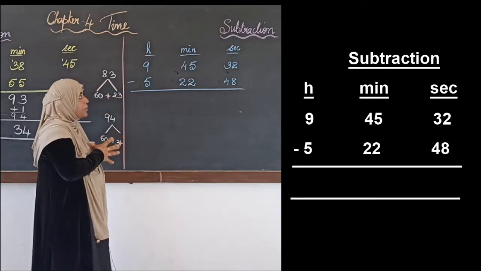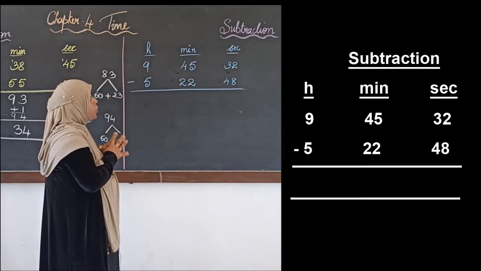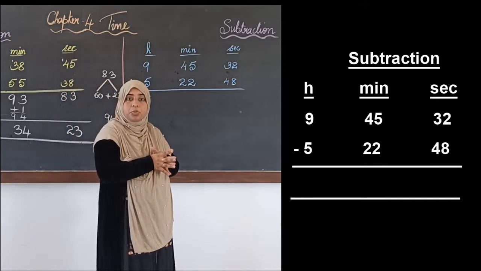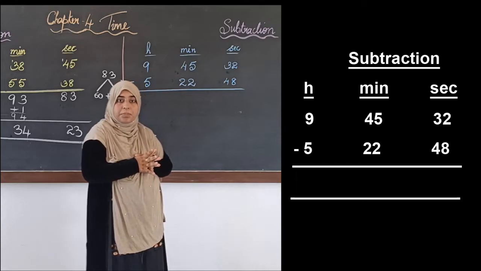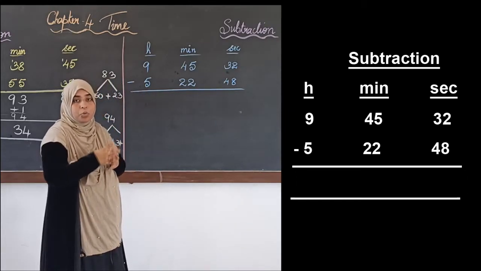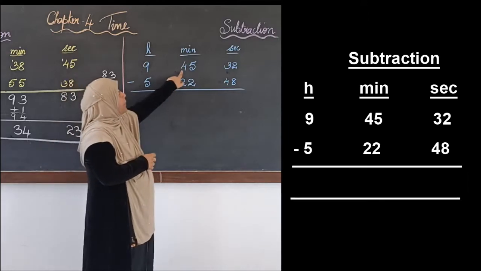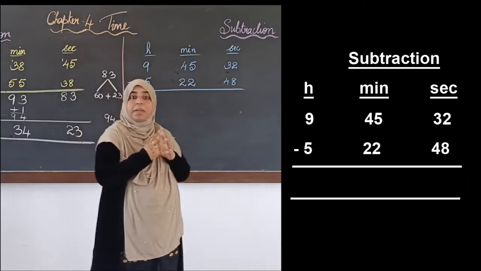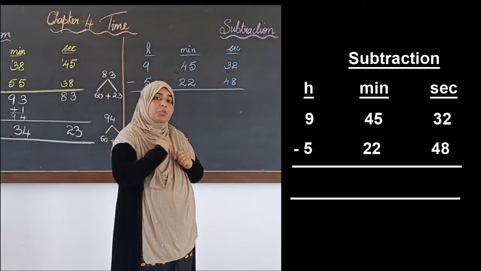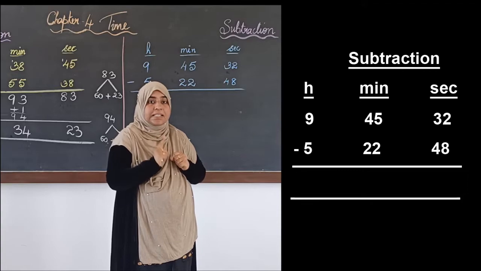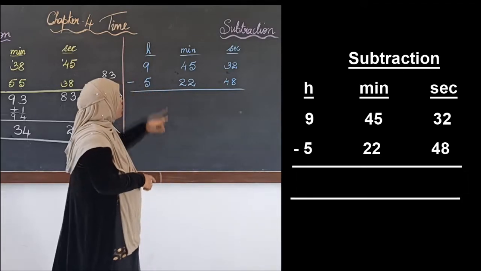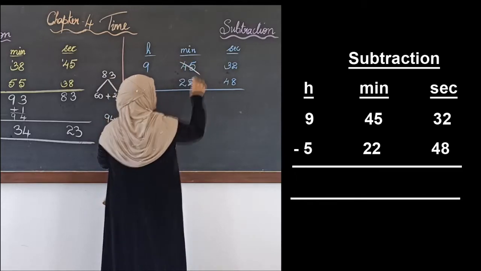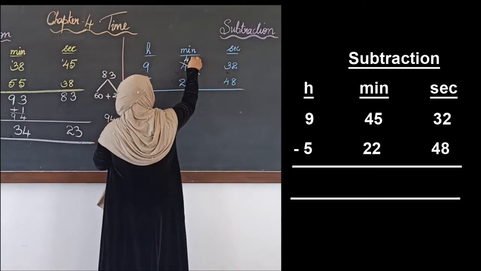Now first we have to subtract seconds. 32 minus 48, is it possible? Can we subtract 48 from 32? No, that is not possible. So what we do is we will borrow from minutes. Now when we borrow from minutes, we will be borrowing 1 minute. Now 1 minute, when it comes to seconds, it will be 60 seconds, right? So when we borrow 1 minute from here, from 45, we will remove 1 minute. Okay, here 44 minutes will be left.